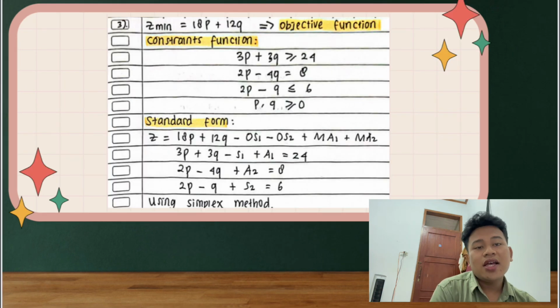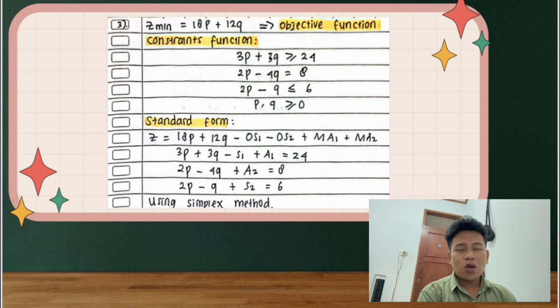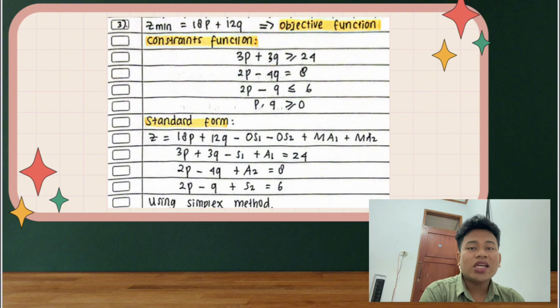Okay, next. So we just look at the objective function. This is the minimum case. So the objective function is z min = 18p + 20q. Then the constraints are 3p + 3q ≥ 24, then 2p - 4q = 8, and then 2p - q ≤ 6, with p, q ≥ 0.